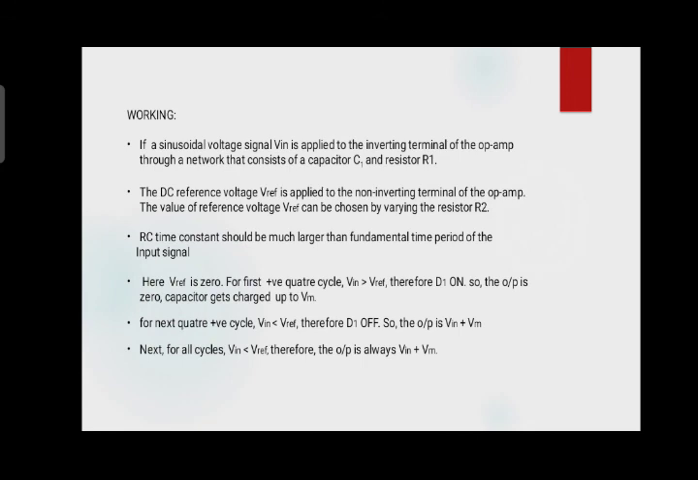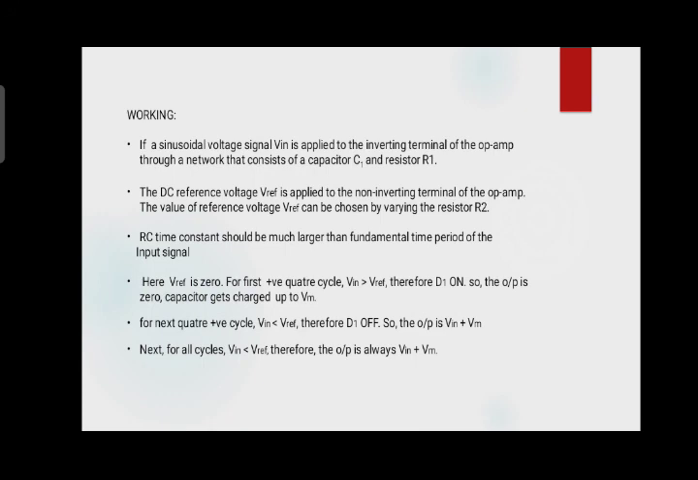A sinusoidal voltage signal Vin is applied to the inverting terminal and the reference voltage is applied to the non-inverting terminal through the resistor R2. The RC time constant must be larger than the fundamental time period of the input signal. Here, similarly to the positive clamper, we make the reference voltage 0. For the first positive quadrature cycle, the Vin is greater than V reference. Therefore, the diode D1 is on. So the output is 0. The capacitor gets charged up to the peak value of the input signal.